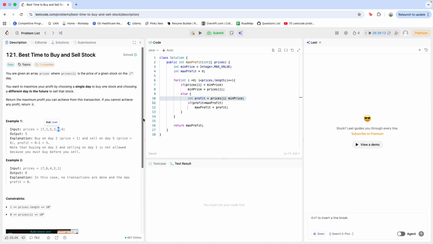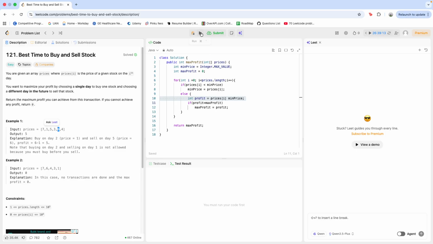So let's summarize. The brute force approach would take around O of n square time complexity, whereas our greedy approach will take around O of n time complexity. Greedy works because we track the minimum price and maximum profit at each step. So this is the optimal solution.